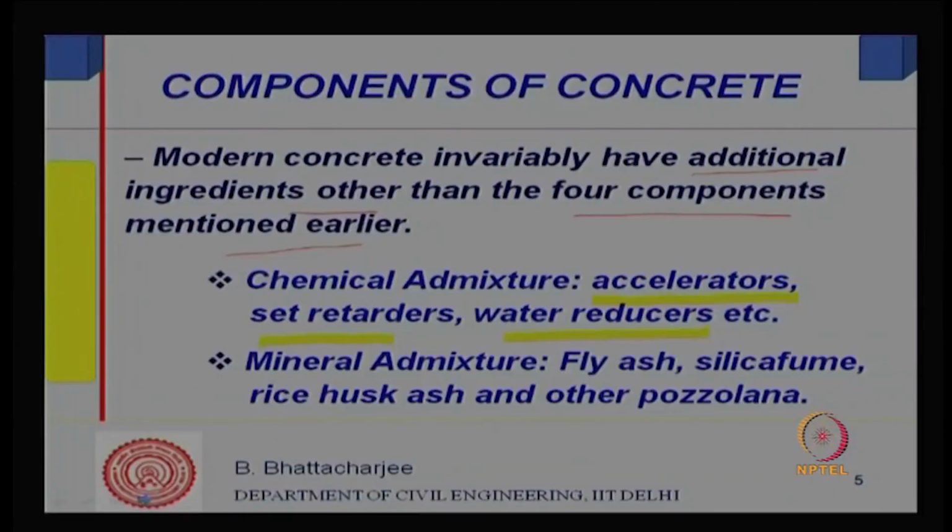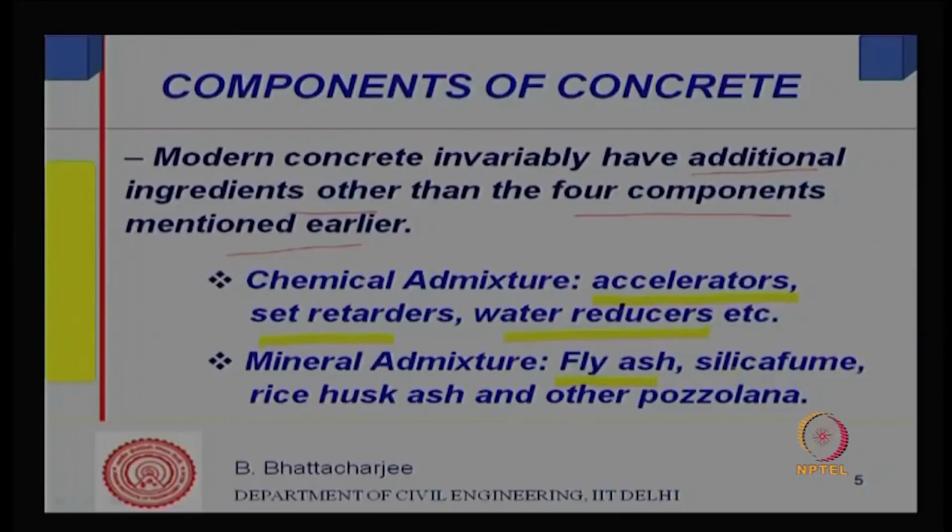Mineral admixtures are the other kind of material which goes into concrete, sometimes even in cement making, and these are fly ash, silica fume, rice husk ash and other pozzolana or similar material. So, as we can see, modern concrete is not a 4-component material, but a 6-component material. Modern engineered concrete is actually a 6-component material rather than a 4-component material, all right.